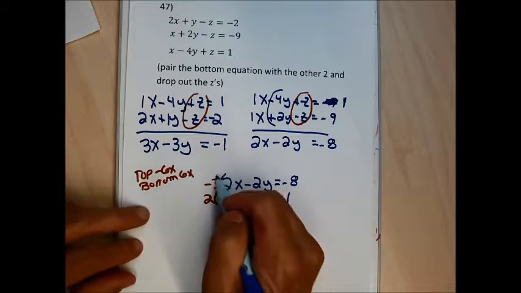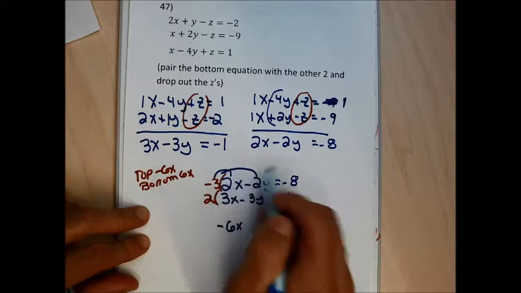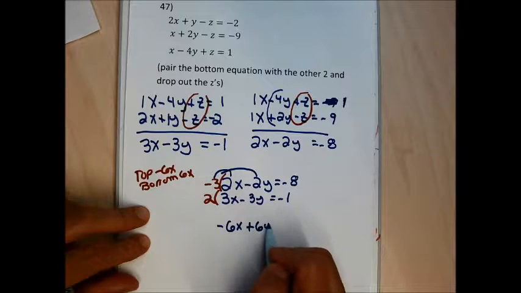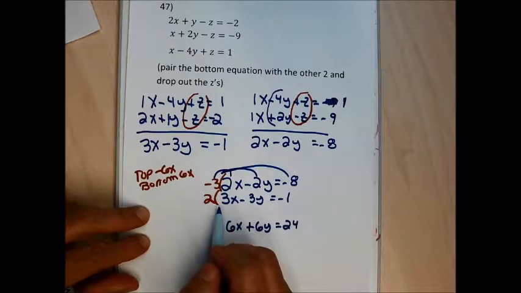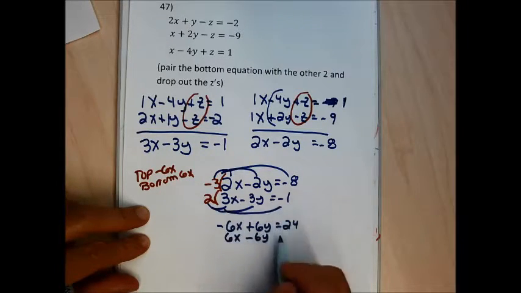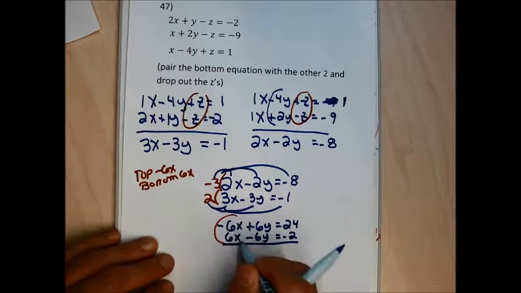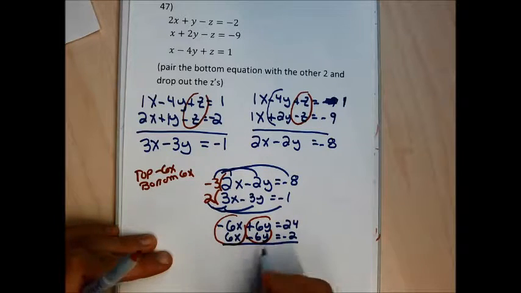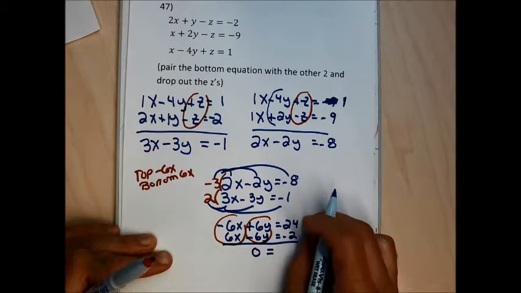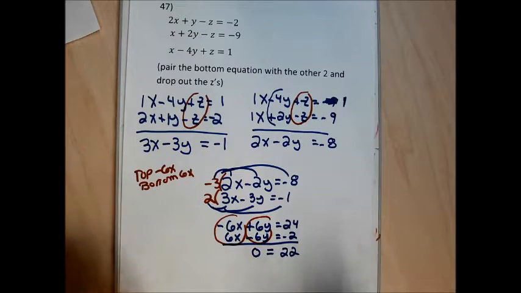When I multiply the top by negative 3, I go negative 3 times 2x and get negative 6x. Negative 3 times minus 2y and get positive 6y. Negative 3 times negative 8 and get positive 24. Bottom by 2. 2 times 3x is positive 6x. 2 times minus 3y is minus 6y. 2 times minus 1 is minus 2. Combine, x's cancel, y's cancel, so I get a 0 on the left-hand side. On the right-hand side, I get positive 22. All the letters canceled, so I'm done.